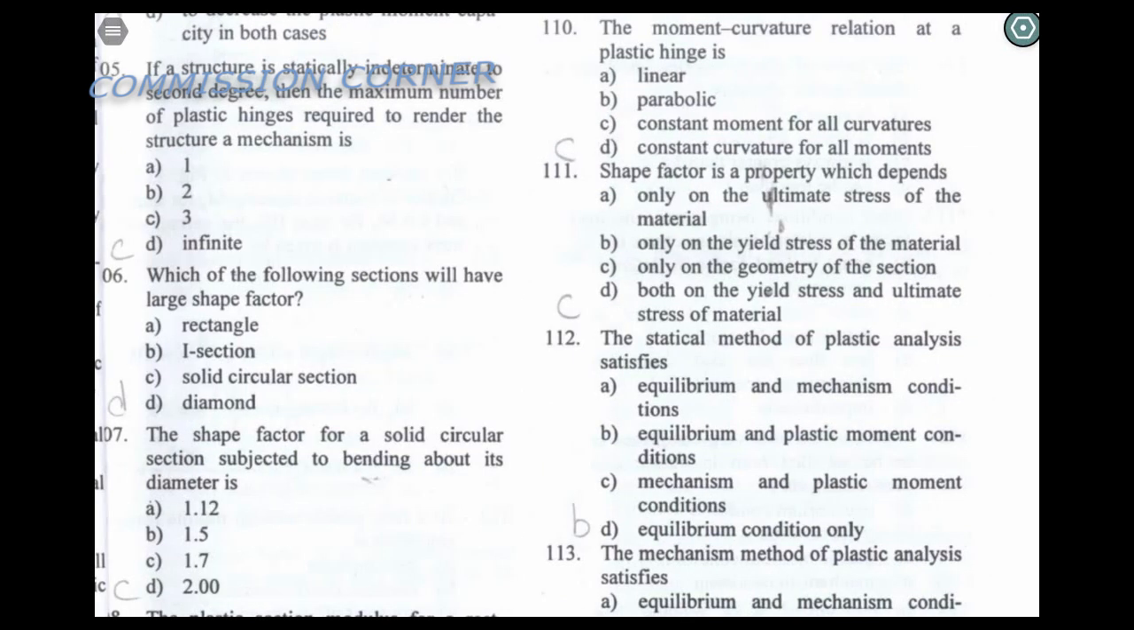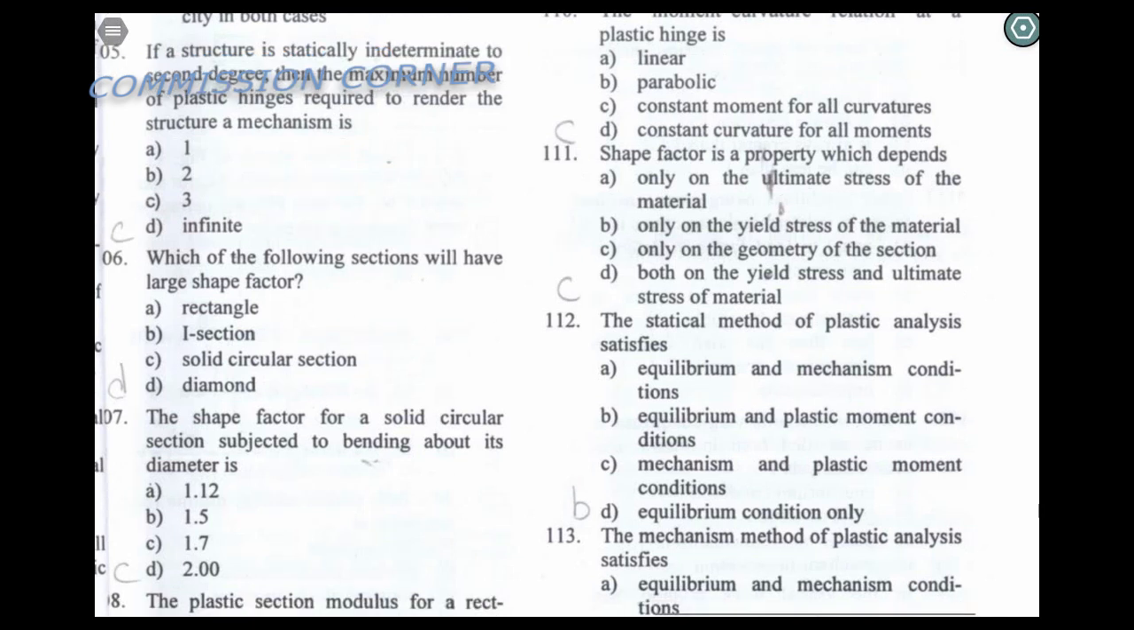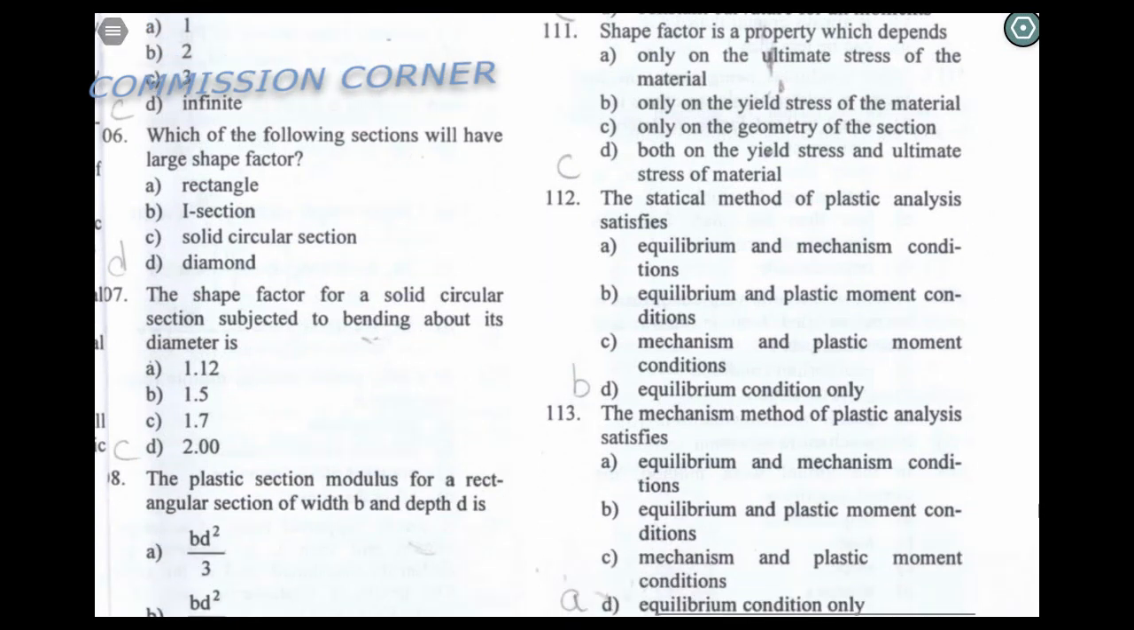Next question 106. Which of the following sections will have the largest shape factor? So the correct answer will be the diamond. Diamond का जो shape factor है वो सबसे ज़्यादा होता है. Next question number 107. The shape factor for a solid circular section subjected to bending about its diameter is 1.7. Option number C is the correct answer.